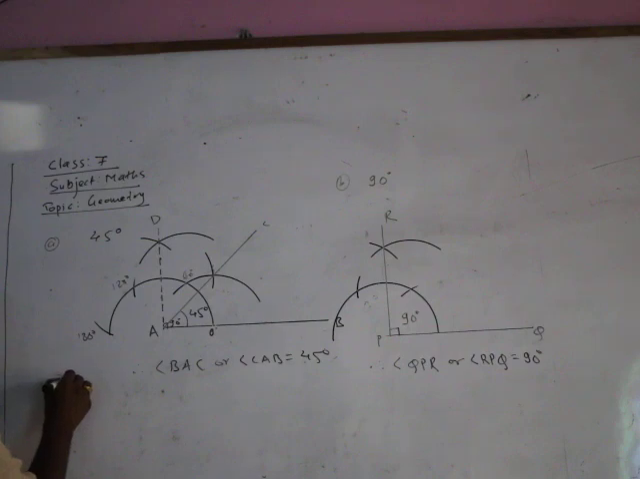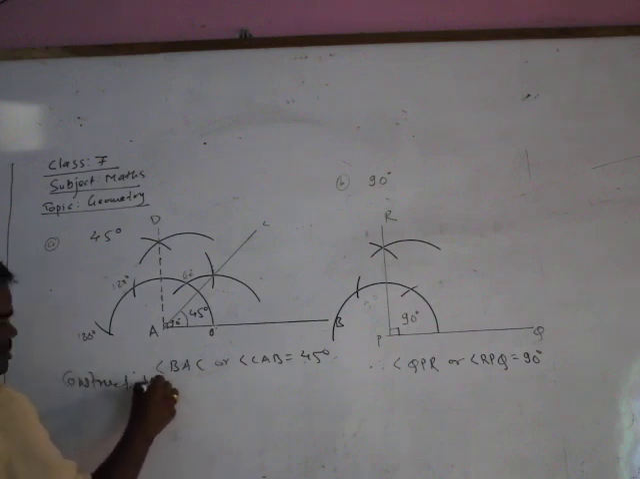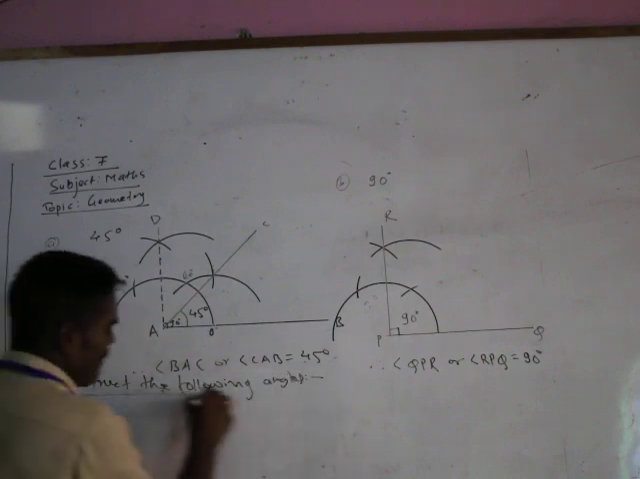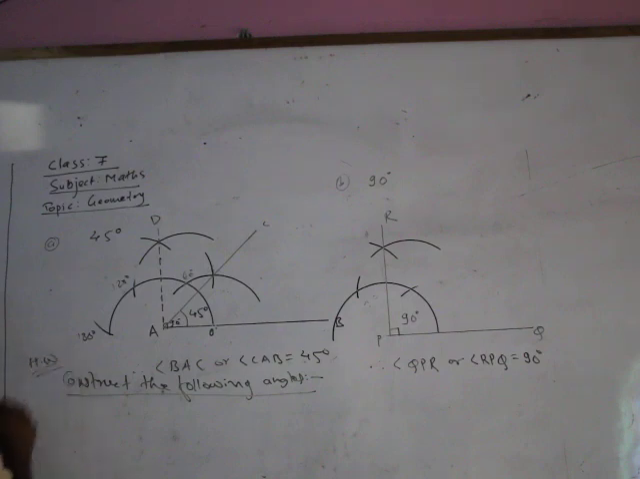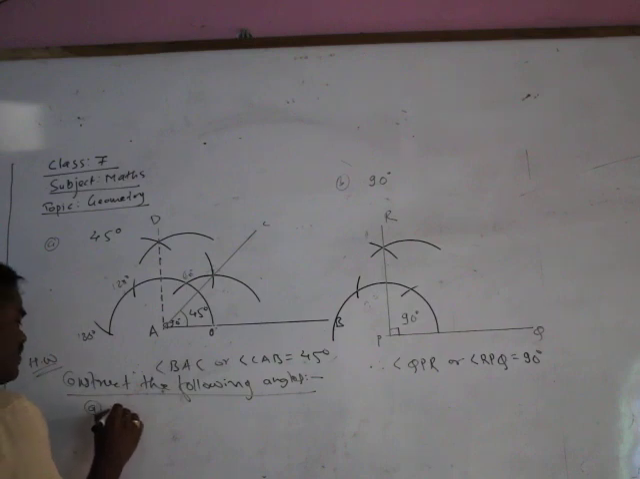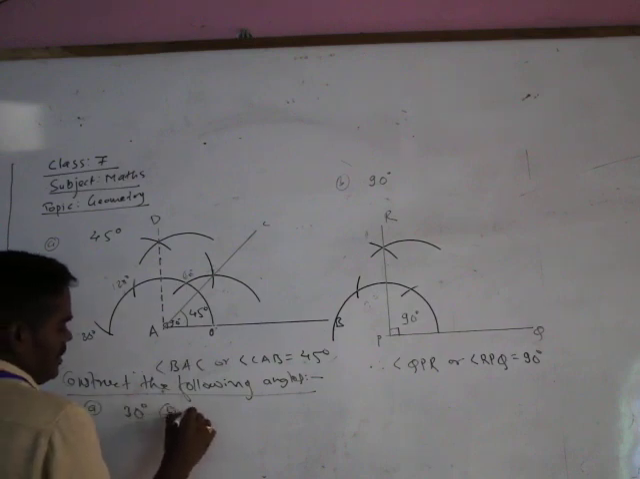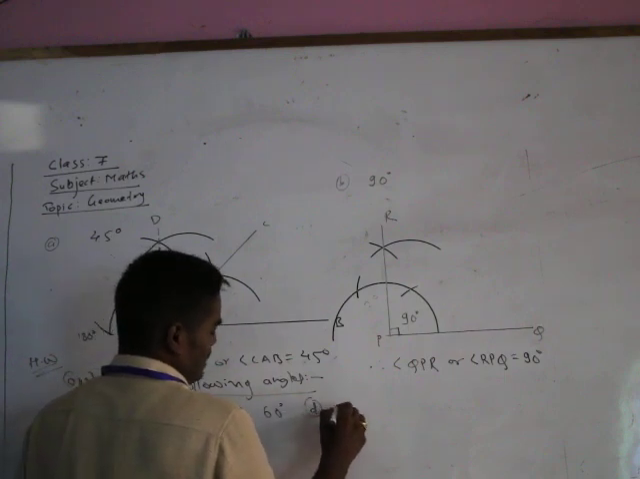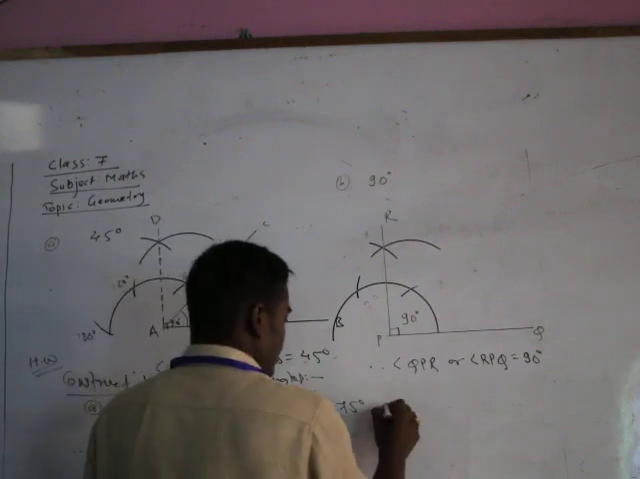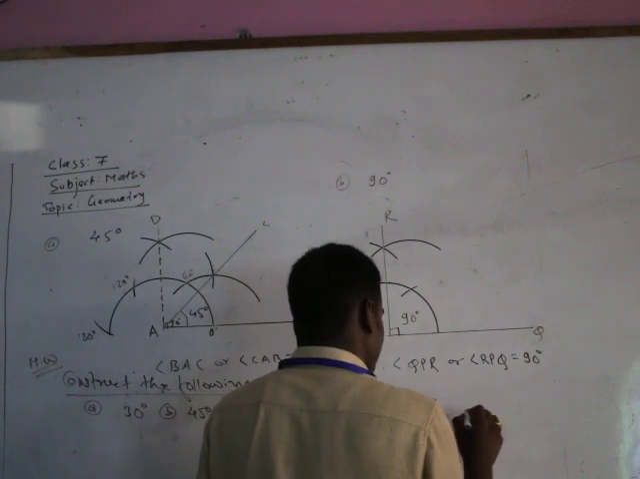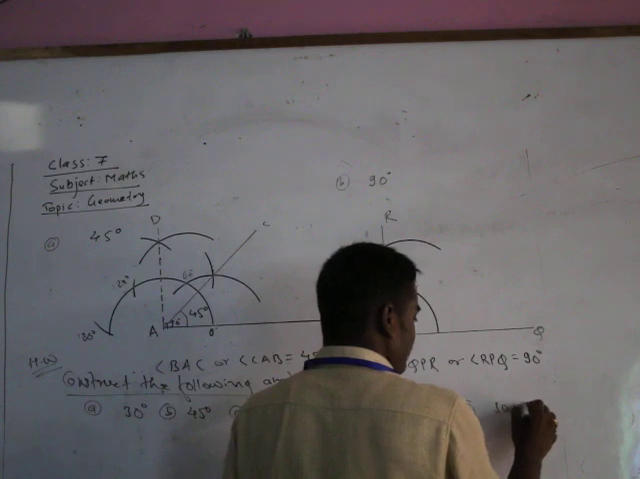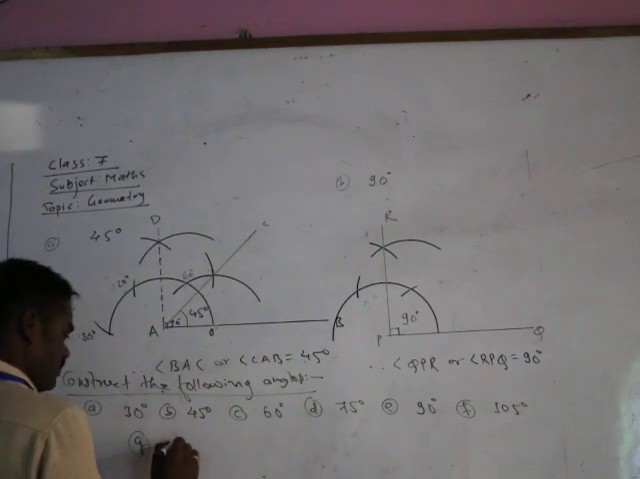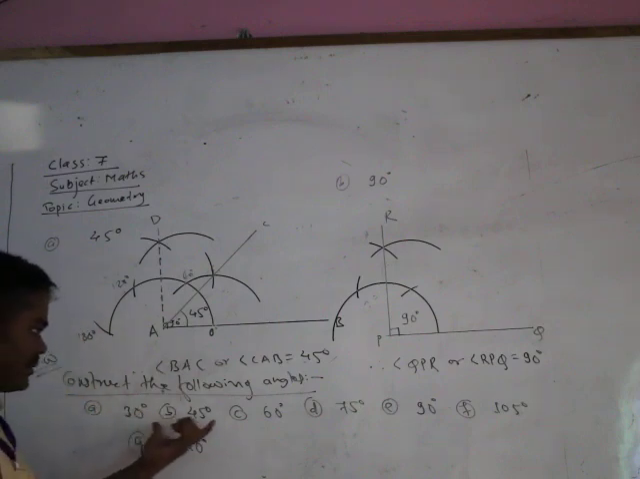So at home you have to do the work. Construct the following angles: A, 30 degree; B, 45 degree; C, 60 degree; D, 75 degree; E, 90 degree; F, 105 degree; G, 120 degree. So you have to construct such angles.